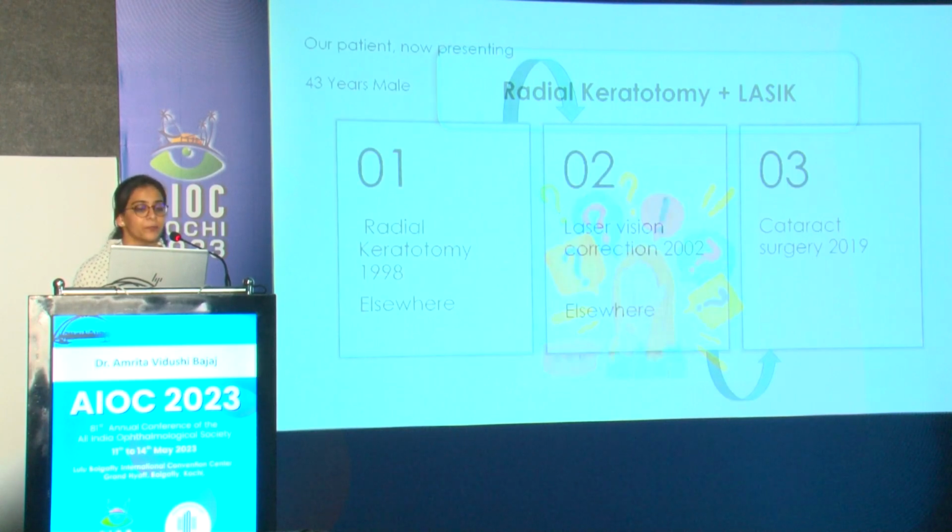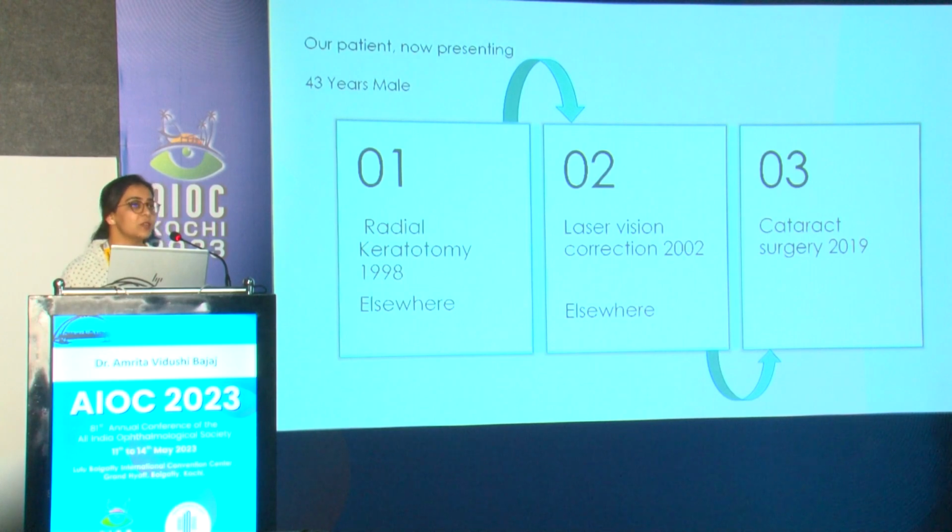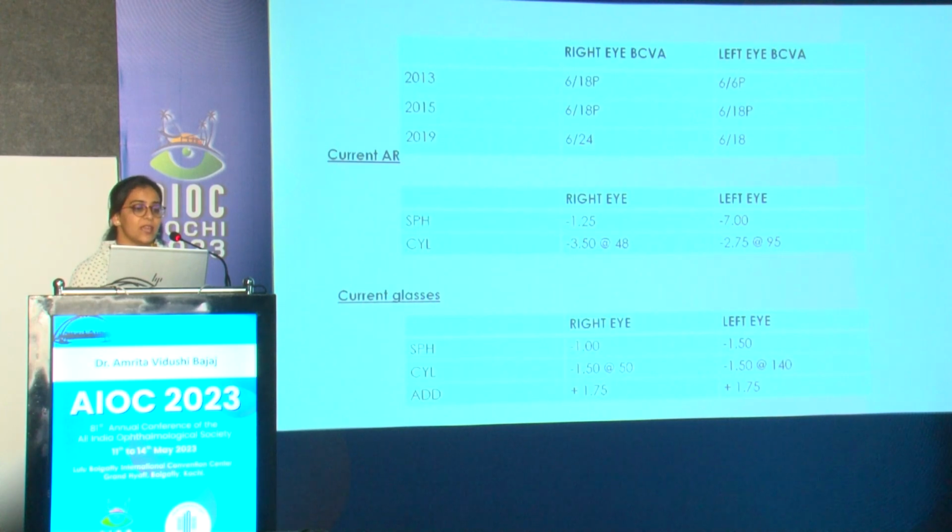along with LASIK. So our patient presented to us as a 43-year-old male who had undergone a radial keratotomy followed by a laser vision correction elsewhere, and came to us for cataract surgery in 2019. As you can see, this patient was actually following up with us since 2013 for his retinal follow-ups. In 2019, he complained of diminution of vision in both eyes, right more than left, and his present glasses prescription was also available with us.